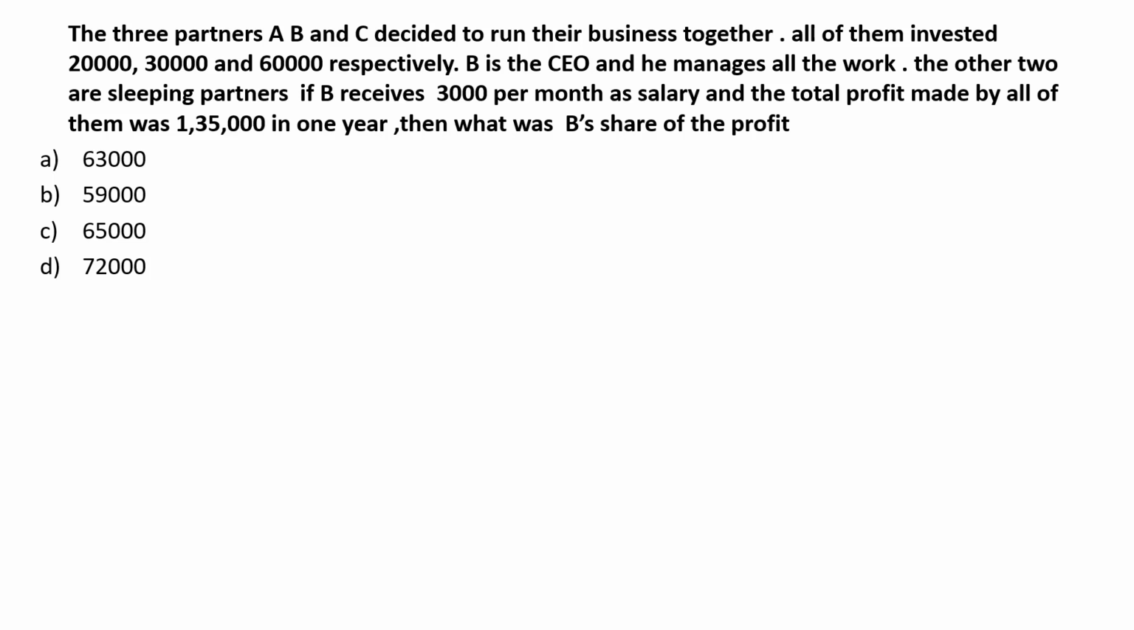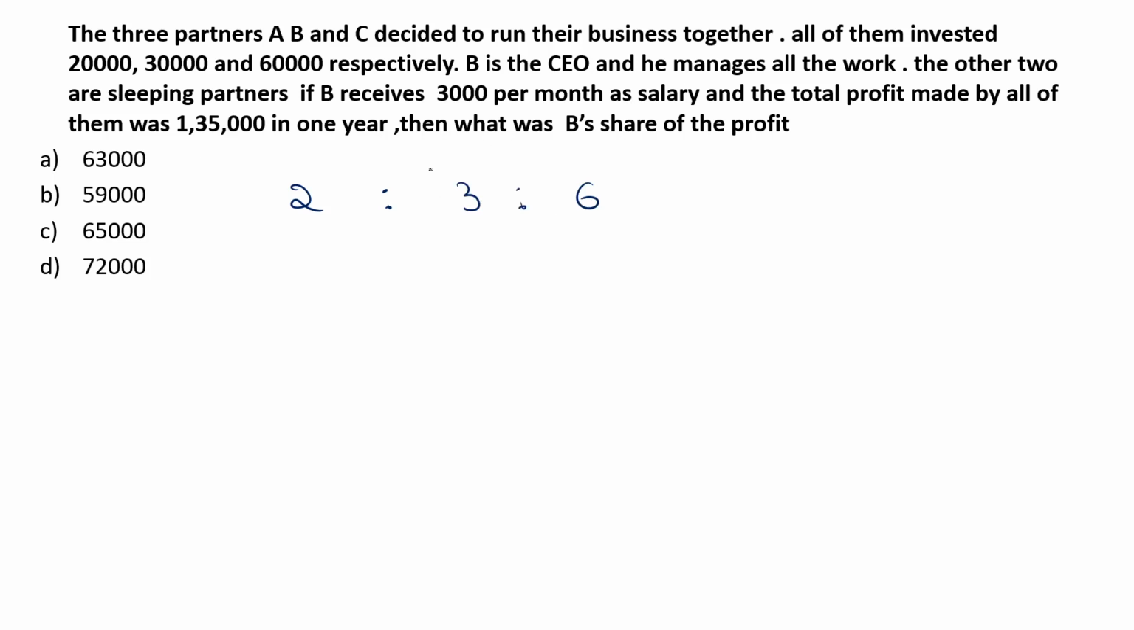Okay, just pause the video and read the question again. Here 4 lines or 5 lines of information is given. Just go through all these lines. A, B, C are 3 partners and their investments are 20,000, 30,000 and 60,000. Get the simplified ratio from those values, and the simplified ratio would be 2:3:6.